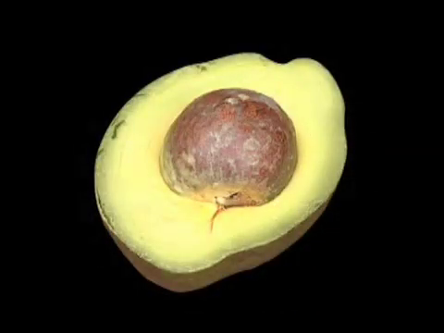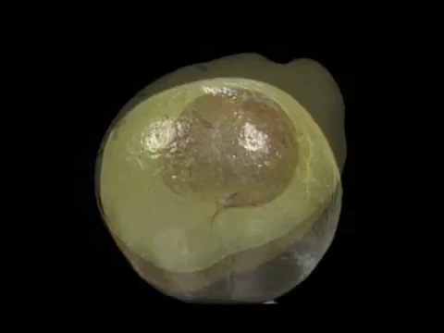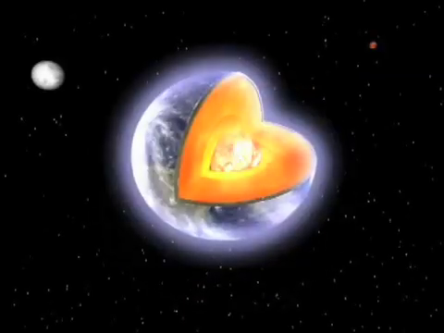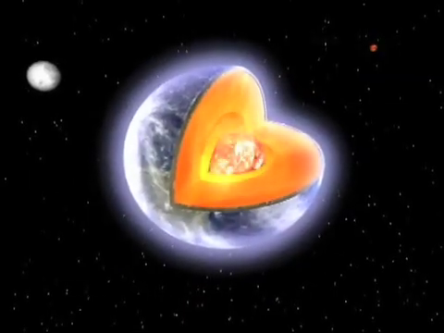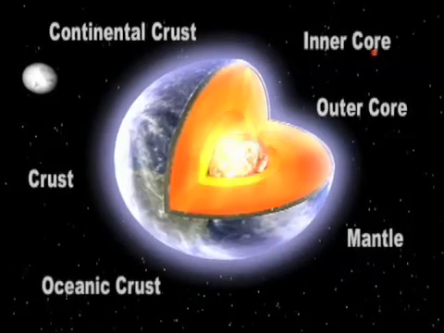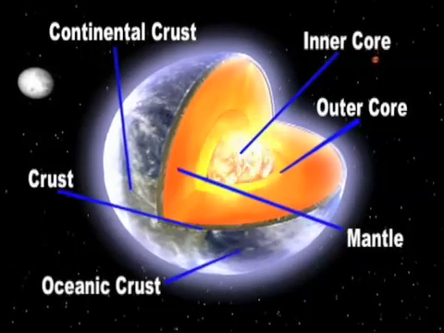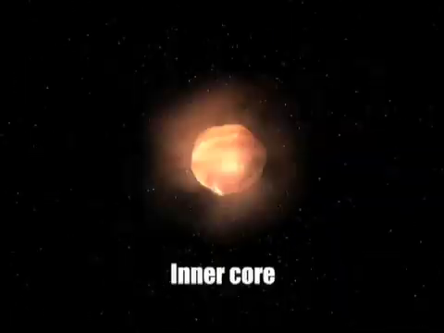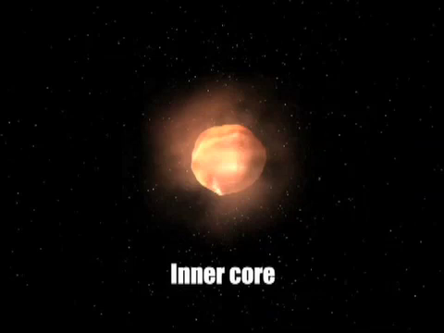Try to picture an avocado. Inside an avocado is a large seed. Surrounding the seed is the green squishy fruit, and covering the fruit is its outer skin. The Earth is very similar. It has a large iron center, a semi-liquid mantle or layer, and an outer covering called the crust. Let's start at the center and make our way outward.